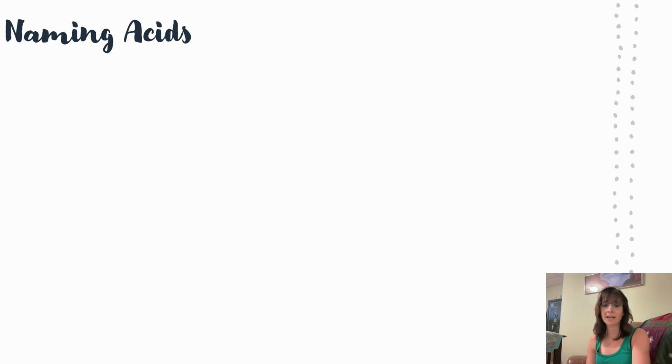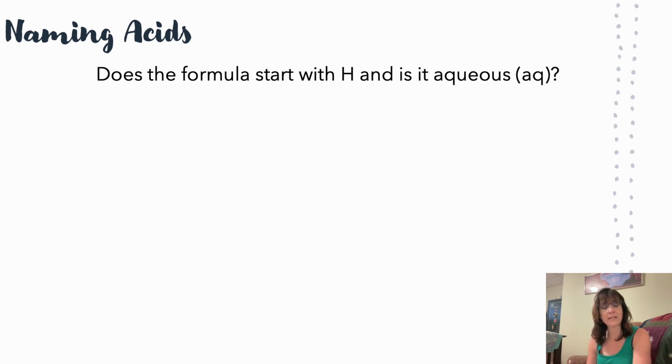Yes, it's that time again to review naming acids. It can be rough, but this flowchart will make it a little bit easier. First, take a look at your formula. Does it start with H? Is it aqueous? If the answers are yes, it's probably an acid.